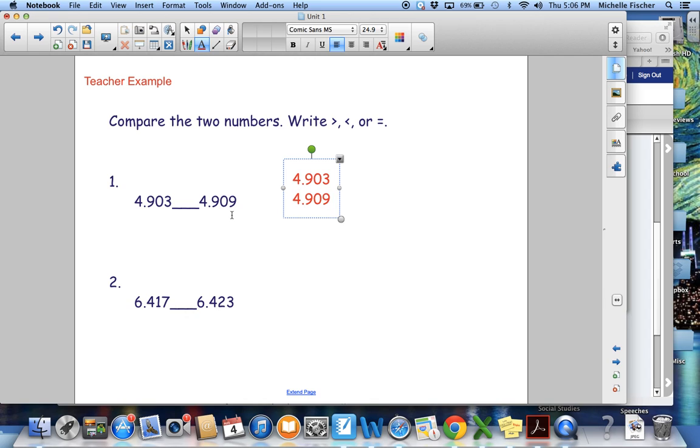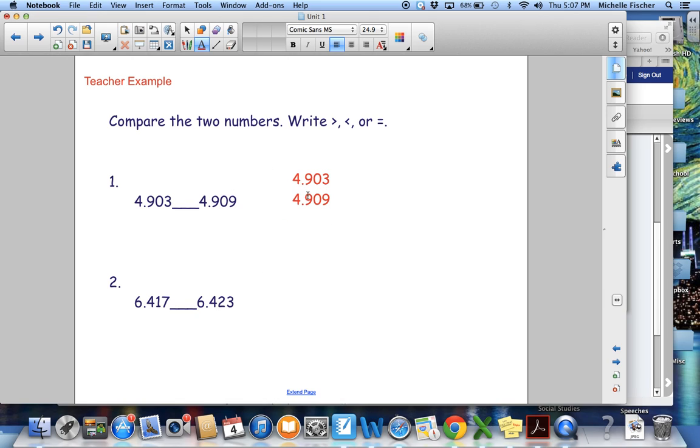I want you to write down why you think it's important to line up the decimals. Go ahead and write that in for me and click next when you're ready. All right. So it is very important to line up the decimals here because that's going to show us which numbers are in the same place and which numbers have the same place value as each other.